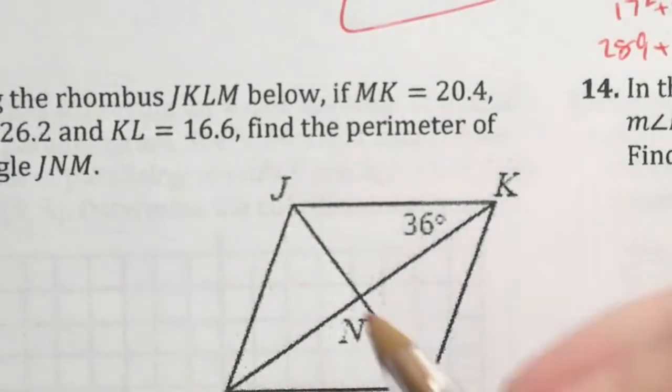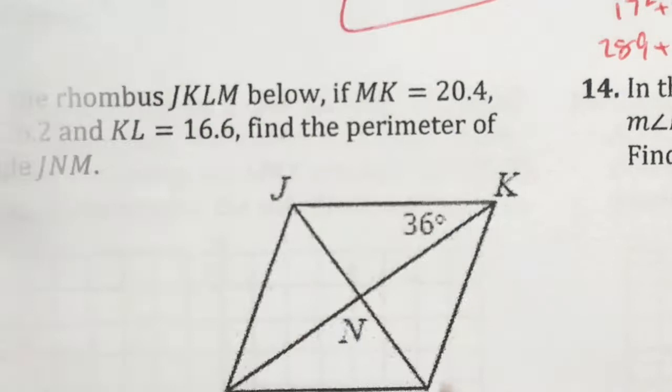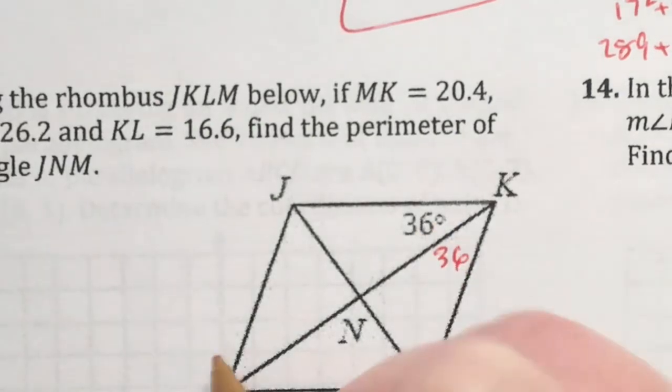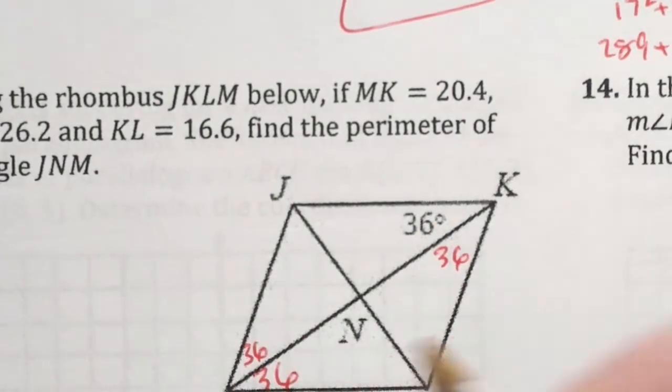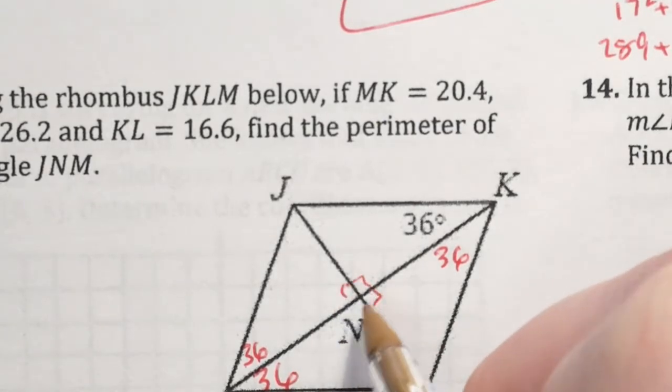Let's move on. Okay, 13. So once again, this is still a rhombus. We have this angle, so we actually have all of those angles. If this is 36, that's 36, that's 36, that's 36. We also know that these are 90 degrees. Excellent.